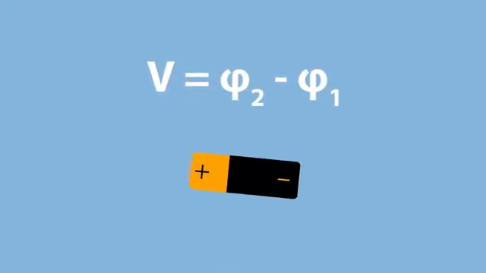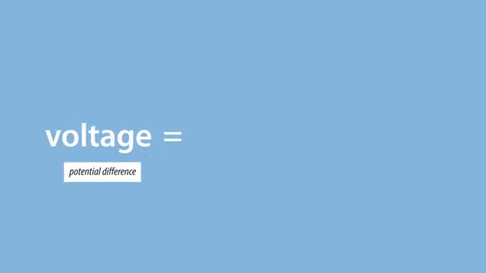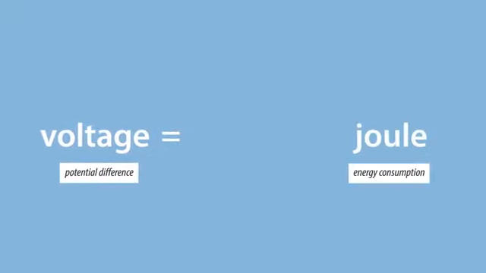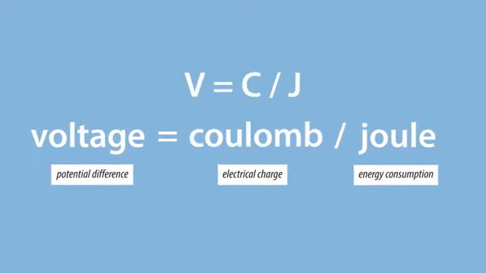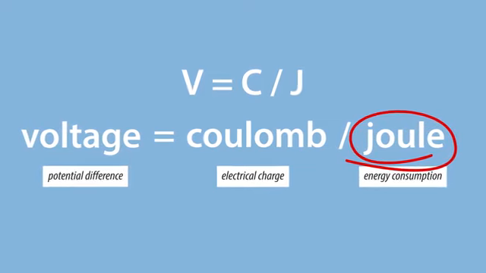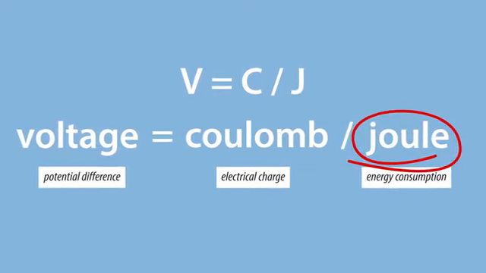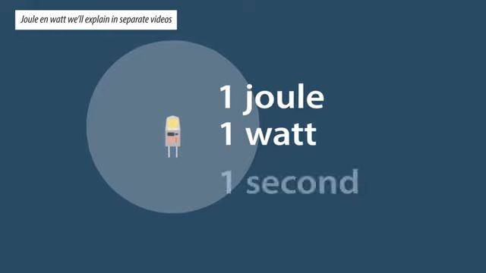Voltage is calculated by subtracting the electric potential of point 1 from point 2. For instance, the positive and negative terminals of a battery. In practice, however, the voltage is calculated using the energy consumption in joule, divided by the electrical charge in coulomb, which was explained in the video on ampere. Joule is a derived unit of energy, which can be calculated in several ways. For example, 1 joule of electric energy is required to light a 1 watt LED for 1 second.